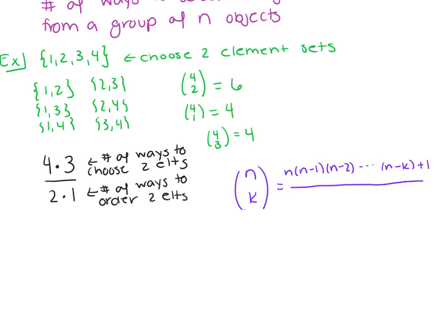Now I need to divide by the ordering situation. This is how many ways I could get a K element set with the order mattering, and I want the order not to matter, so that's where the division comes in. Okay.